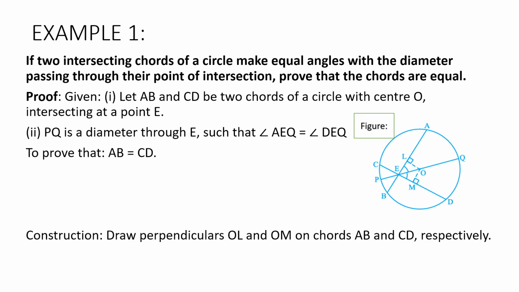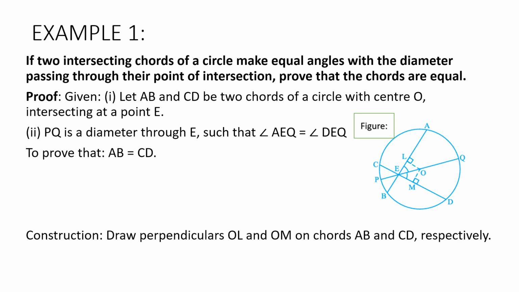First example. If two intersecting chords of a circle make equal angles with the diameter passing through their point of intersection, prove that the chords are equal. First, let us see what is given to us. We are given AB and CD. They are two chords of the circle with center O and they intersect at a point E.